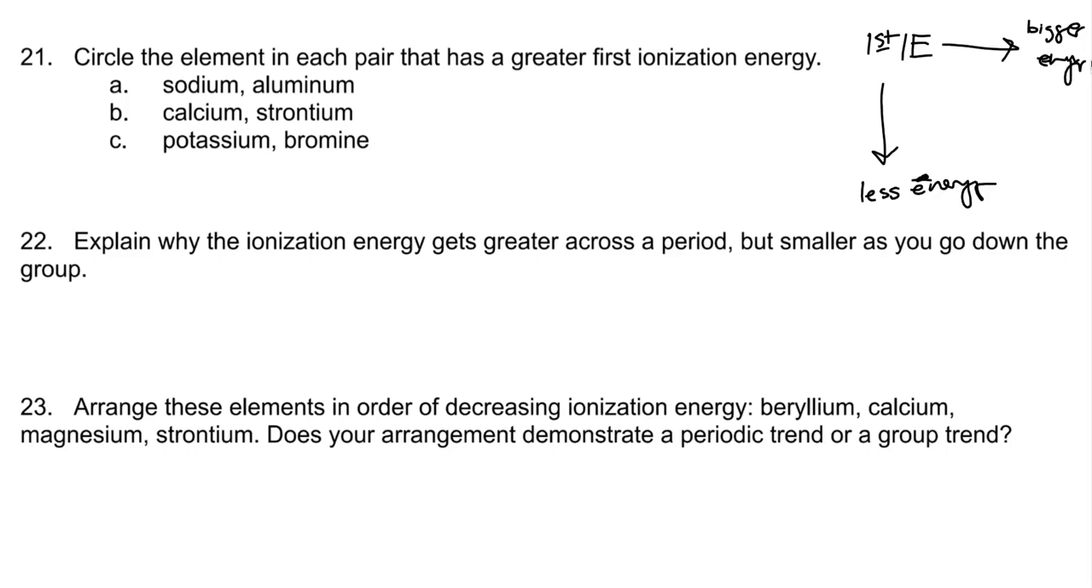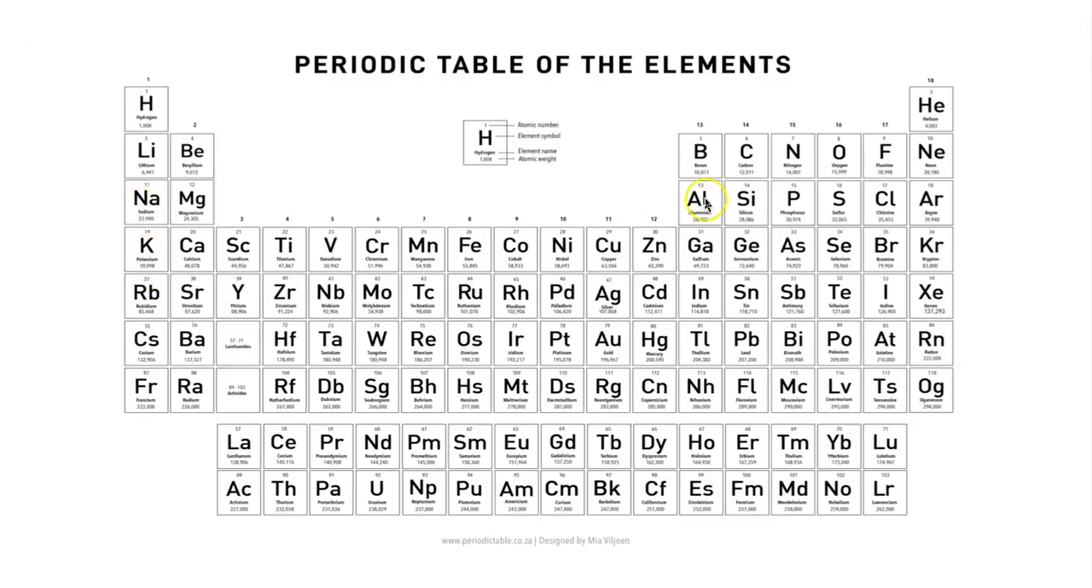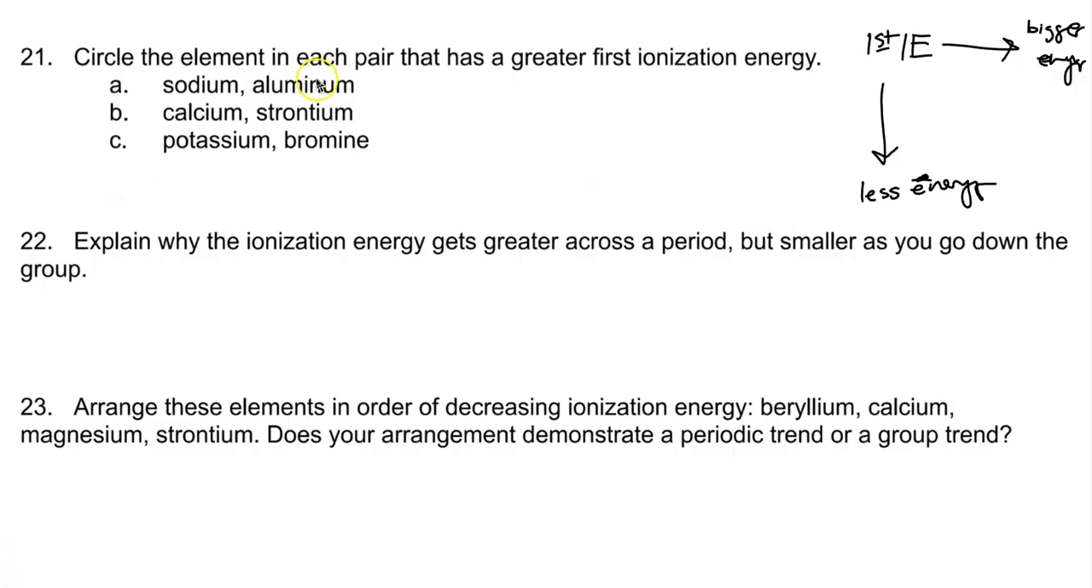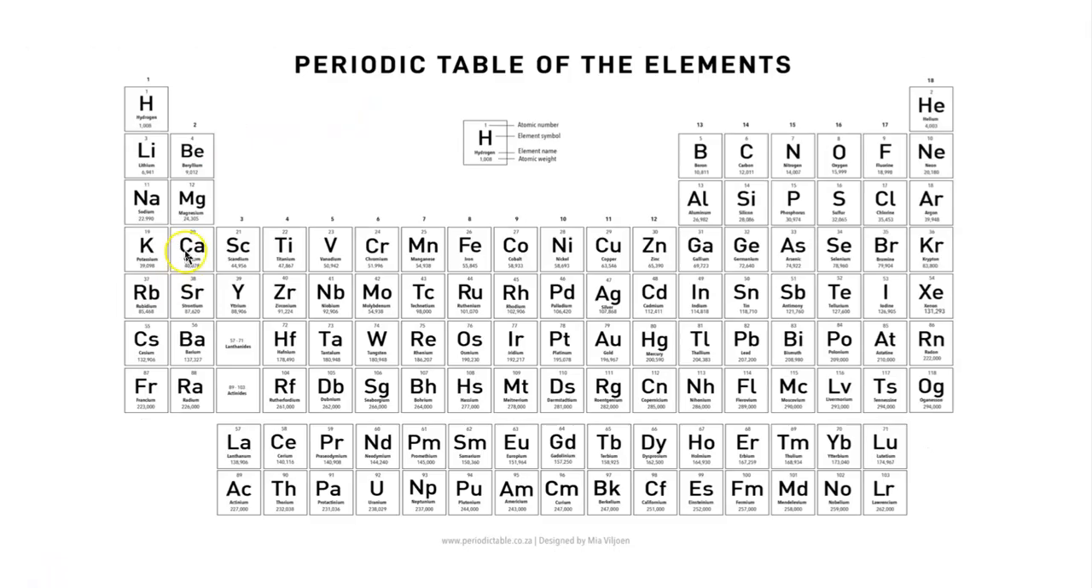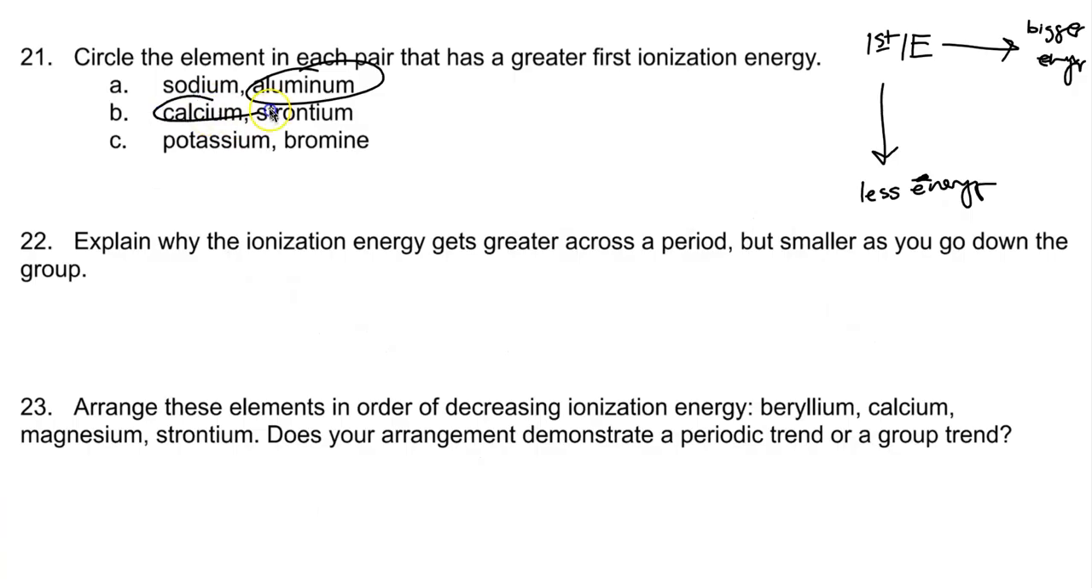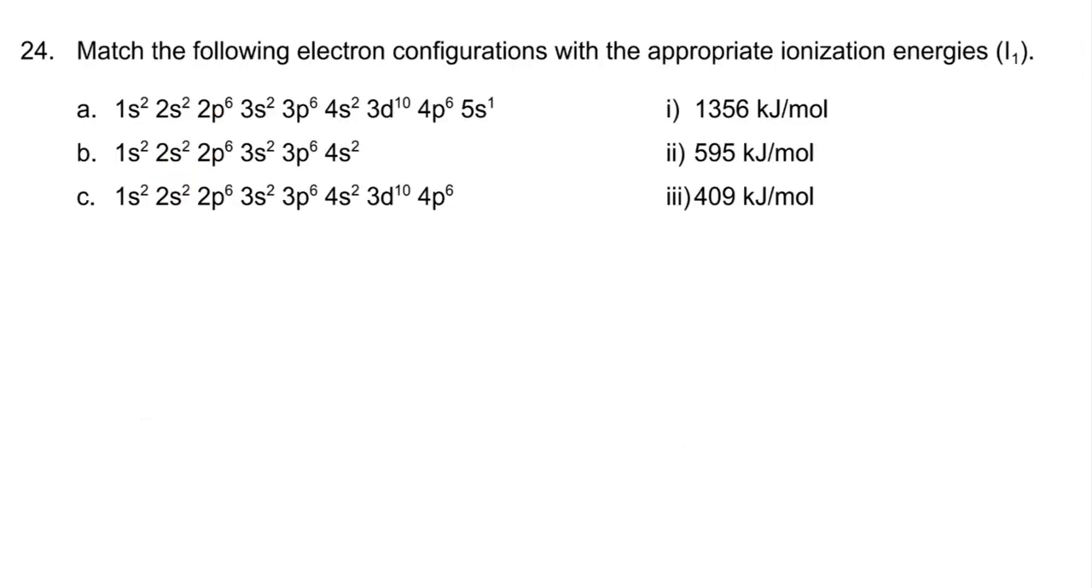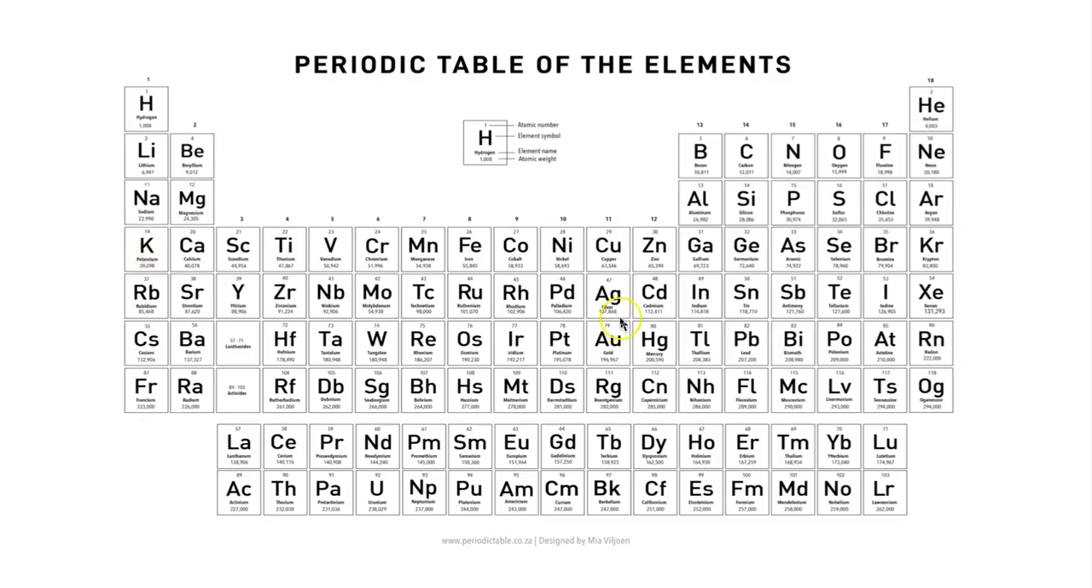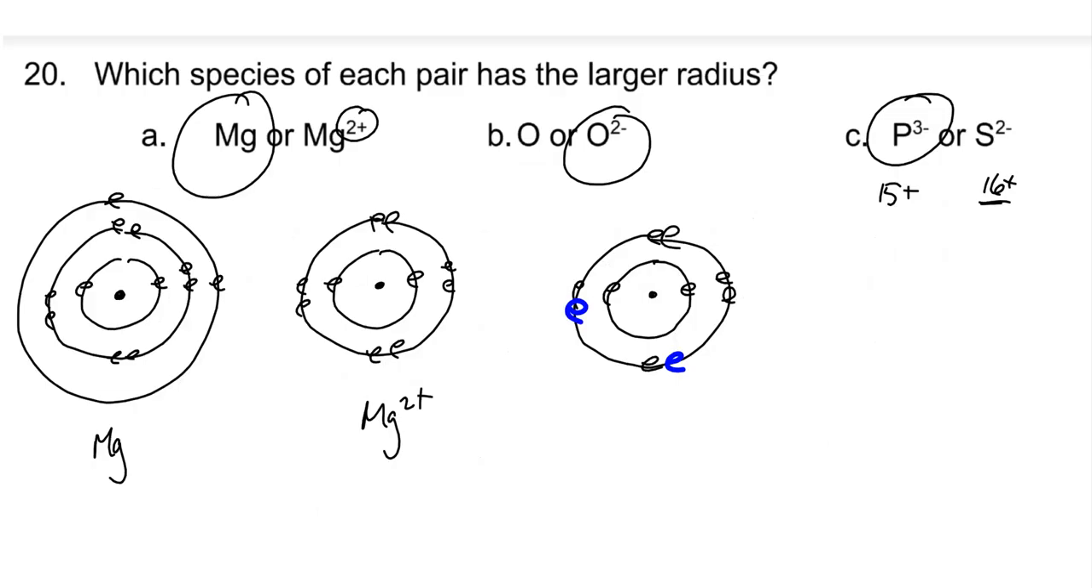So in looking at these examples, which one would have the greater first ionization energy? It increases as you go left to right. So there's sodium and aluminum. Definitely aluminum. Calcium and strontium. Here's calcium, here's strontium. Definitely calcium. Potassium and bromine. So here's potassium, here's bromine. Definitely going to be bromine. Oops, wrong way.